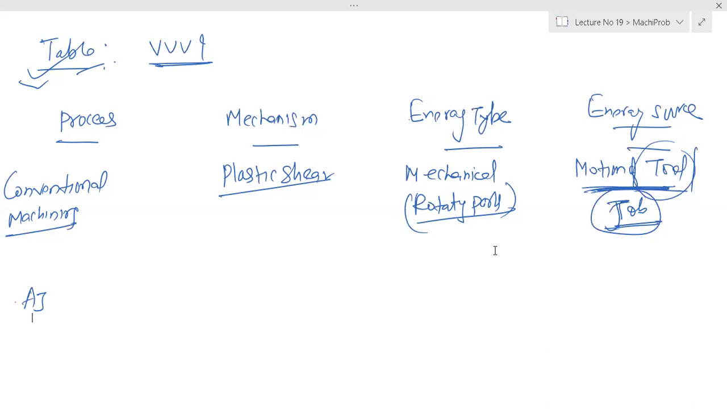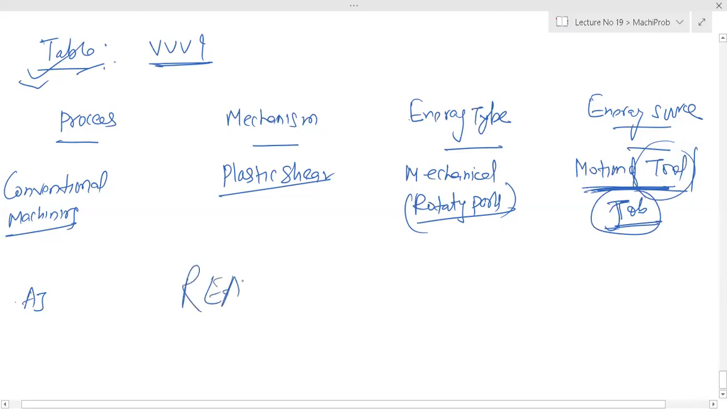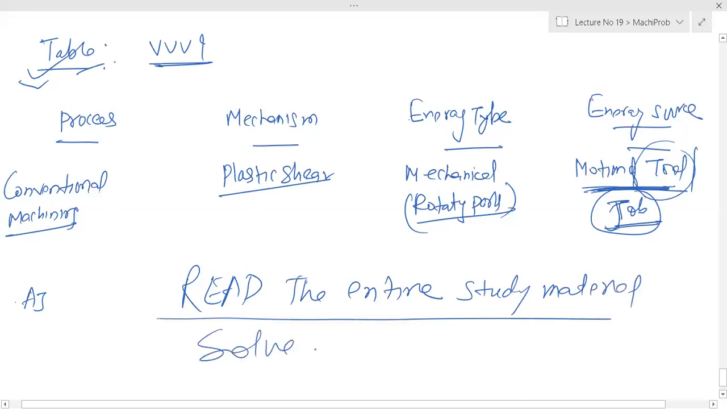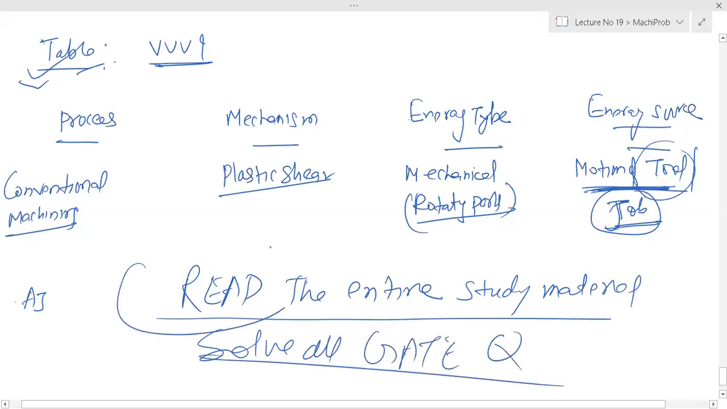Okay, tomorrow we'll discuss AGM. So I request you all to read the notes, read the entire study material, and solve all the GATE questions. At least you have to read. Okay, so we'll discuss tomorrow.